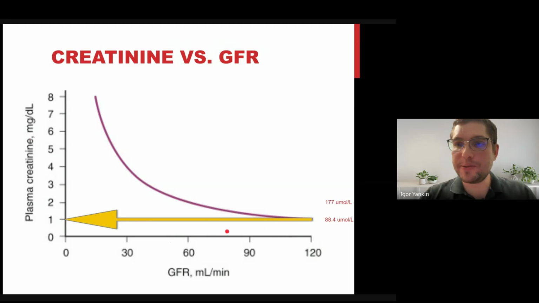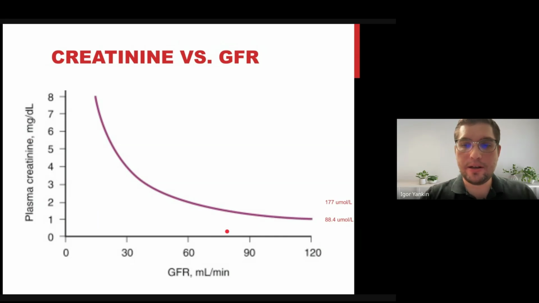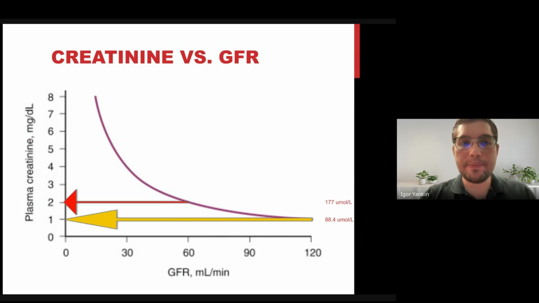Now, something happened to this patient and creatinine went up to 2 milligram per deciliter or 177 micromoles per liter. So it went up by 1 milligram per deciliter, about 88 micromoles per liter. And this corresponds to a drop in GFR from 120 to 60 mils per minute. So this relatively small change in creatinine led to decrease in GFR by half.